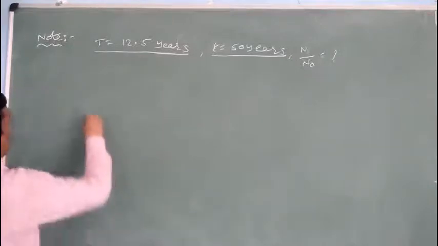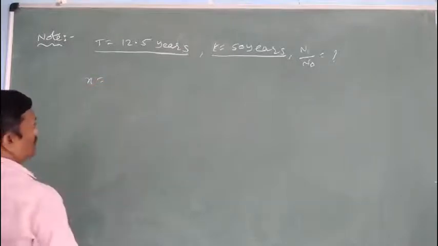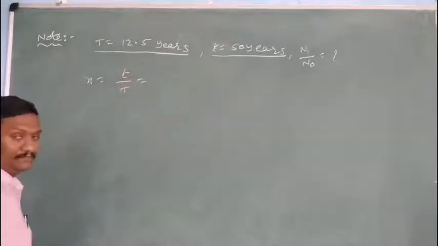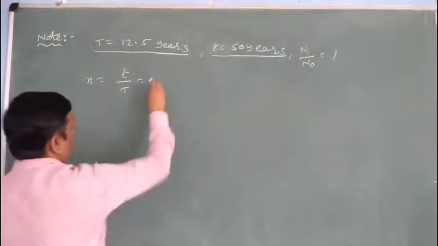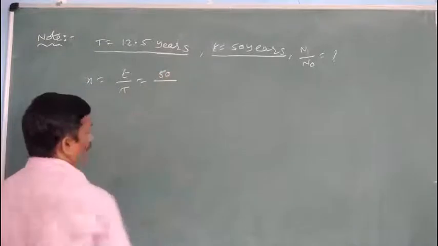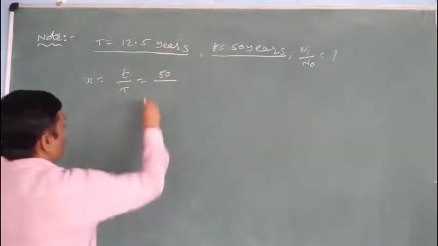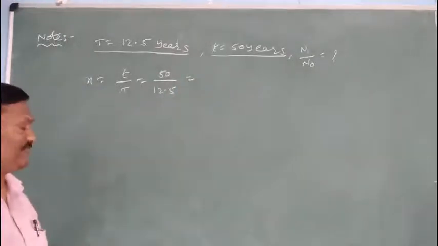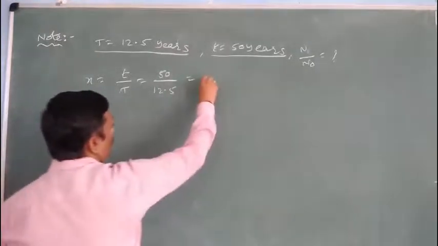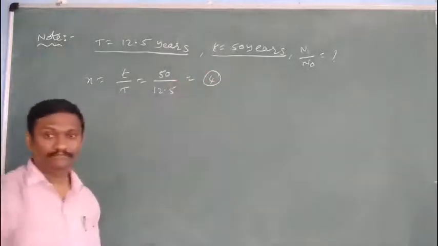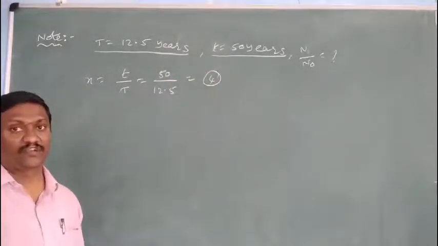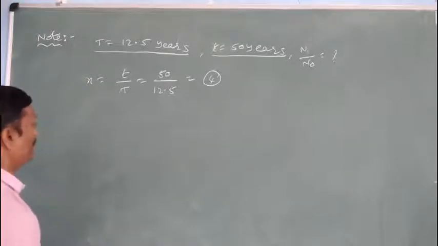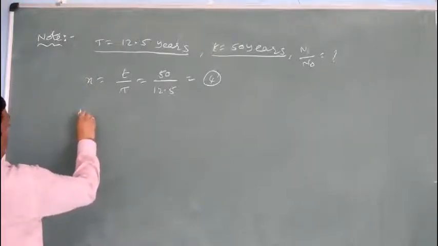So the number of half-lives, n, is equal to the given time divided by the half-life time. The given time is 50 years. The time for one half-life is 12.5. So 50 by 12.5 is 4. In 50 years, there are a total of 4 half-lives. But after completion of 4 half-lives, what is the fraction of atoms undecayed?